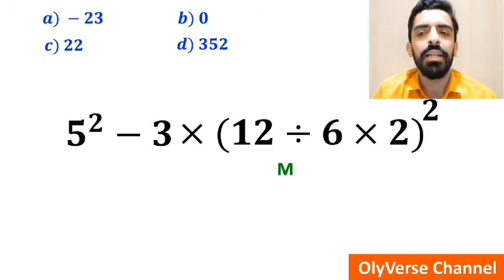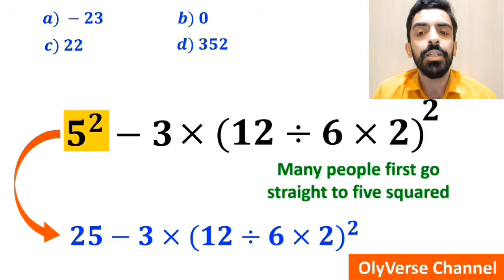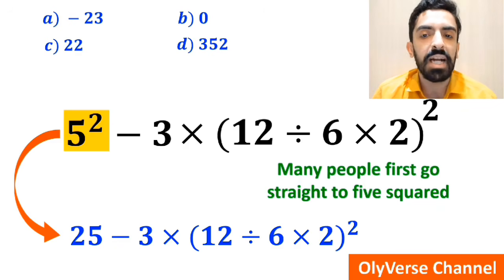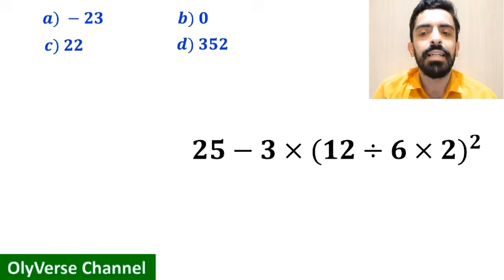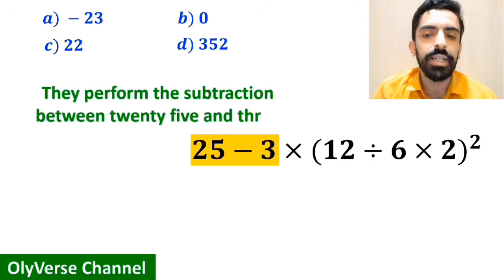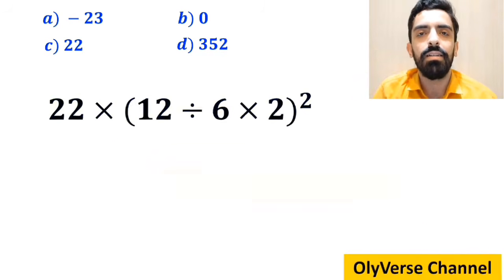To solve this question, many people first go straight to 5 squared, and they simplify this expression to 25 minus 3 multiplied by 12 divided by 6 times 2 inside the parentheses and all the square. And the next step, they perform the subtraction between 25 and 3 and write this expression as 22 multiplied by 12 divided by 6 times 2 inside the parentheses and all the square.